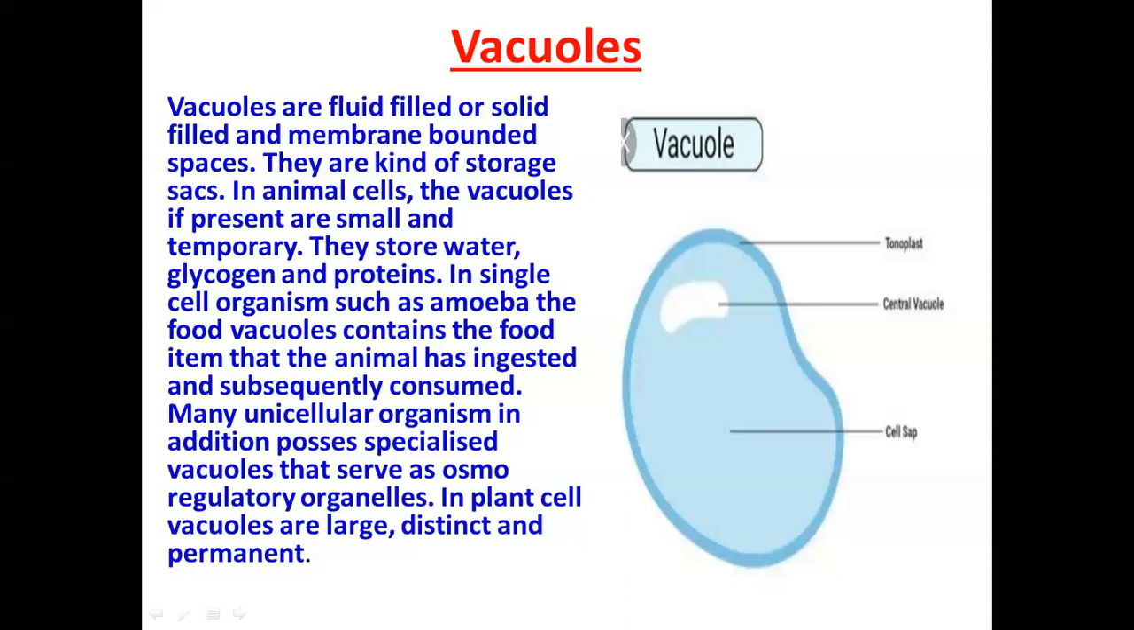The vacuole is filled with cell sap, which is a watery solution rich in sugars, amino acids, proteins, minerals, and metabolic waste such as anthocyanin and alkaloids. Clear? So that is the diagram of the vacuole: tonoplast, then the central vacuole, the cell shape, and the liquid which is filled inside.